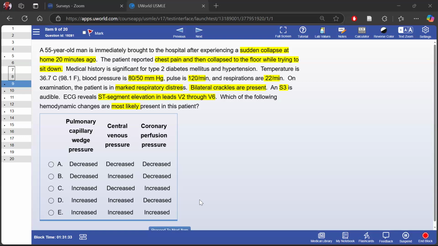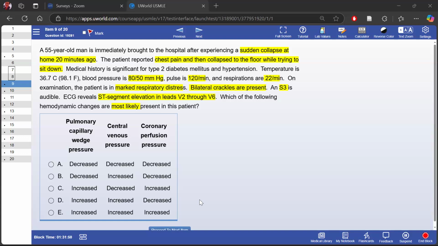Okay, Rashid said heart failure as well. I agree. The patient is in heart failure. The heart failure is causing shock. It's cardiogenic shock. What is the cause of the shock or heart failure? What is causing the systolic dysfunction?